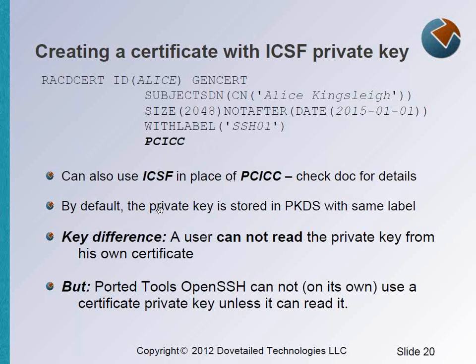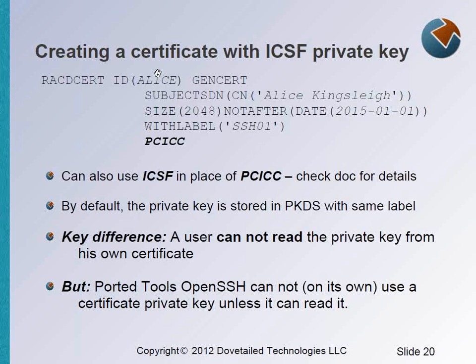By default, the private key is stored in the hardware with a token name that's the same as the label name on the certificate, right? So that's why you want to maybe look at it, and the namespace for that is a little different than label namespaces, so you have to be careful. You can also specify a parameter on these ICSF or PCICC keywords. You can give it its own token name or label name for the hardware token. I tend to just use the same name.